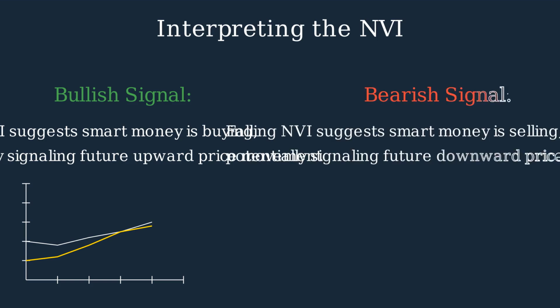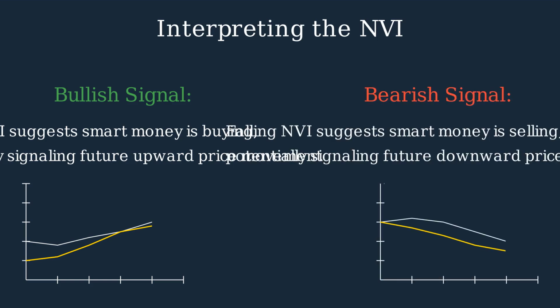Conversely, a falling NVI can be interpreted as a bearish signal, indicating that informed investors are reducing positions. Since the NVI only changes on lower volume days, it helps filter out market noise from uninformed trading activity.